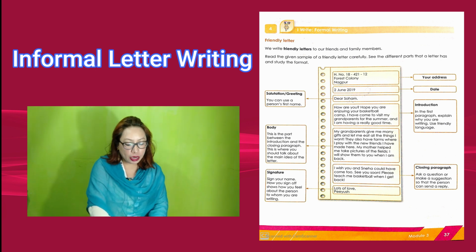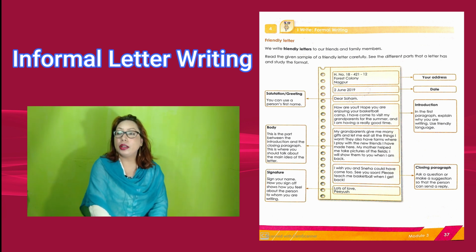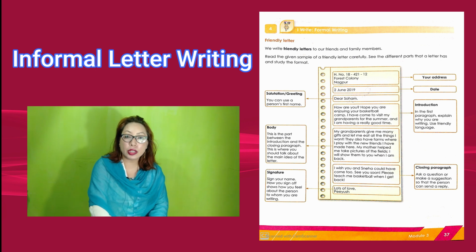So here basically the writer is expressing how he or she is spending the summer, right? The summertime, what are the things which he or she is enjoying. So here you can see the main body of the letter conveys the main message which you want to give to the receiver. Then comes the closing paragraph.